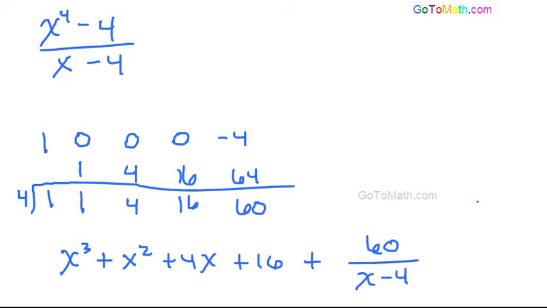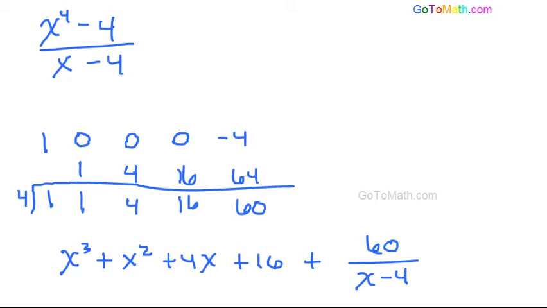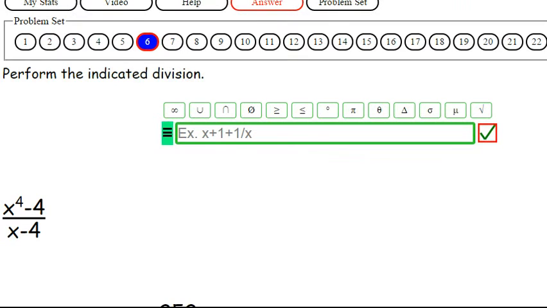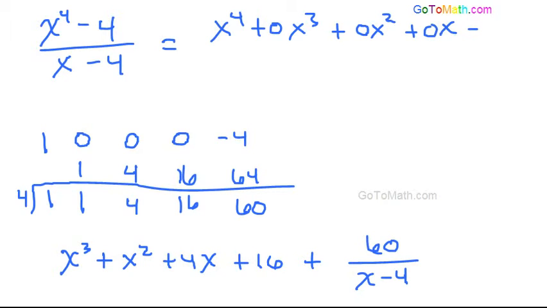Wouldn't you know it? Okay? How do you like that? Okay, let's see. We had x cubed plus x squared plus 4x. What? Okay, I'm not getting what the script said, but I'm almost pretty sure this is correct. Okay, let me look at this again. I'm going to rewrite this. x to the 4th plus x cubed plus 0x squared plus 0x minus 4.